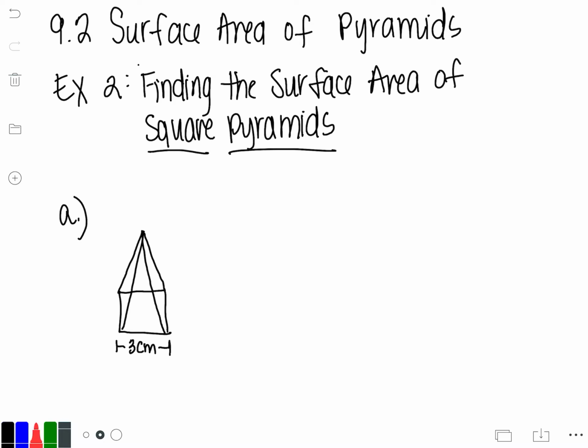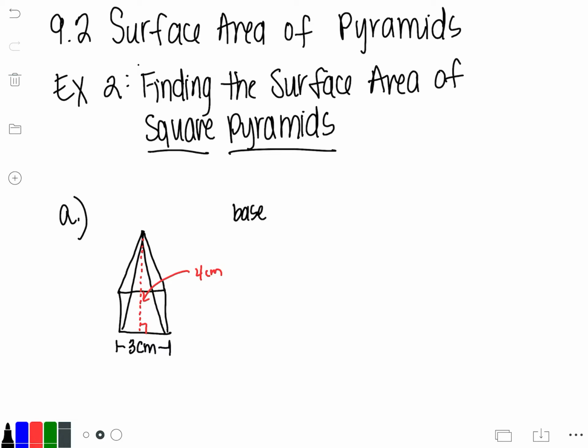And then there might be a little dotted line through one of the lateral faces with a right angle, and that represents the height of that lateral face. So let's say that this height here is 4 centimeters. And so I would always start with finding the area of the base first.